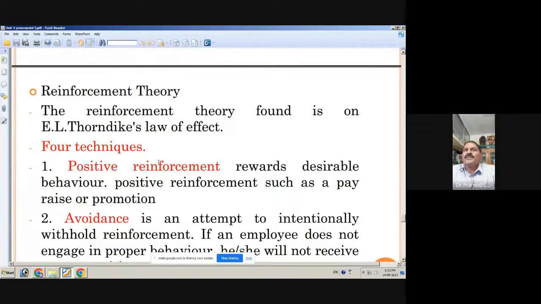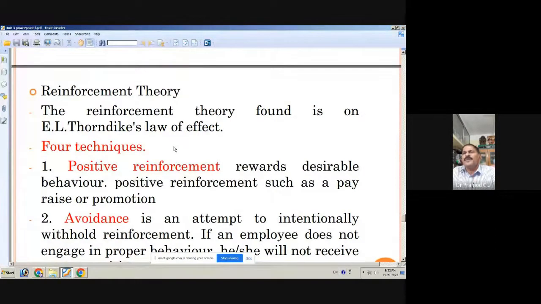Then another theory is reinforcement theory. Reinforcement theory is always related to the law of effect. You know Thorndike's law of readiness, law of exercise, and law of effect. Suppose we try again and again. We have to get the result. And if the result is not positive, if the result does not give us satisfaction, then definitely we are not interested in it.